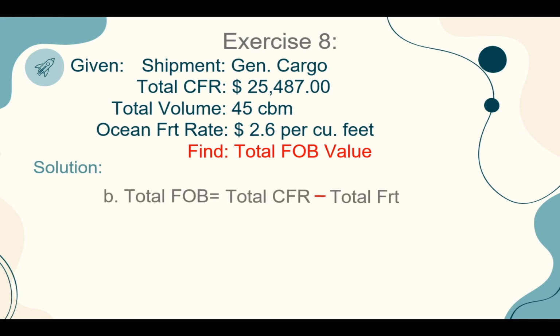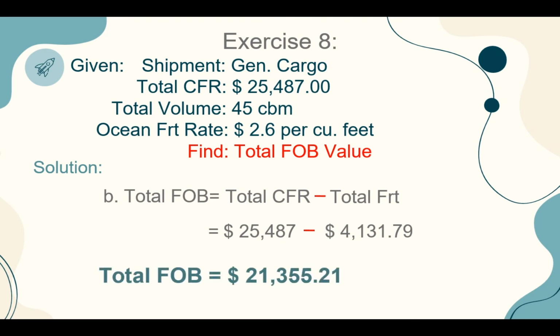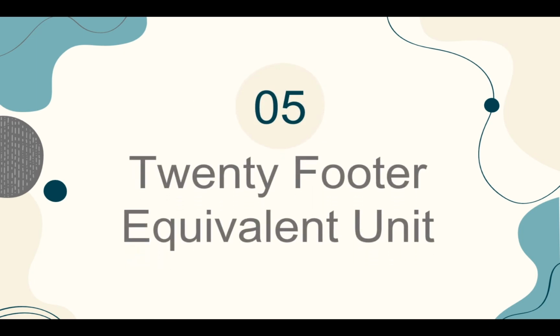yung total FOB naman. Ano ba ang formula ng total FOB? Ano ba yung mga given natin? Meron tayong CFR, meron tayong freight. So, CFR minus total freight is equal to total FOB. So, ano ba yung total CFR natin? $25,487. Ililess natin doon yung kaninang kinompute natin, which is the $4,131.79. So, the answer for our total FOB is $21,355.21. Right? So, next, 20-footer equivalent unit or TEU.